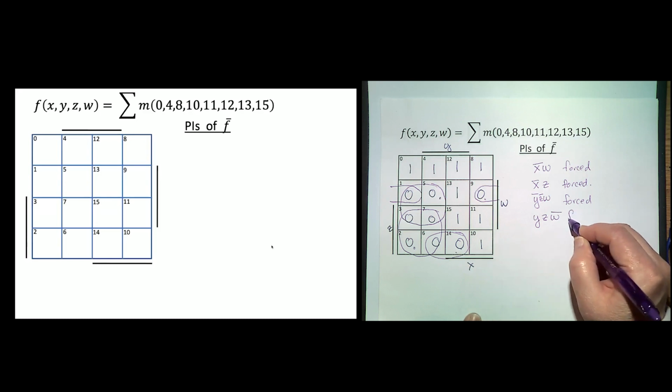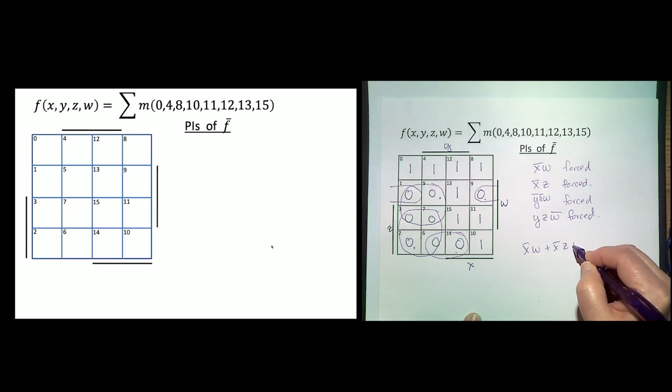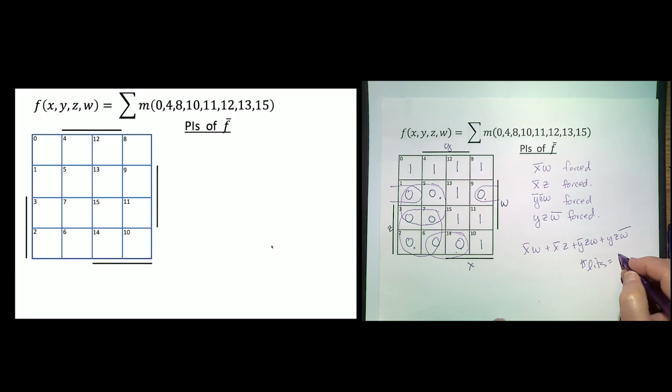All right, so we have x bar w plus x bar z plus y bar z bar w plus y z w bar. Number of literals is 10.